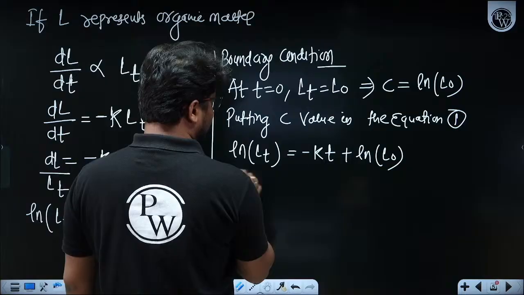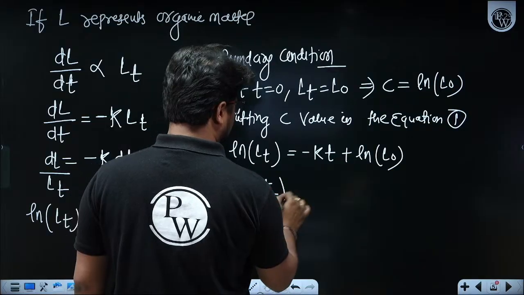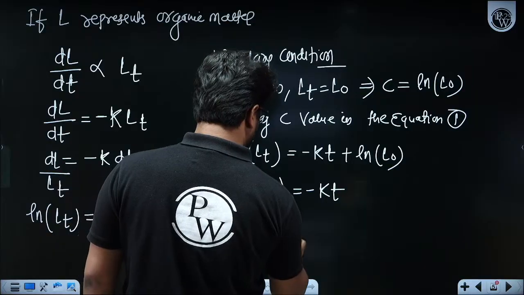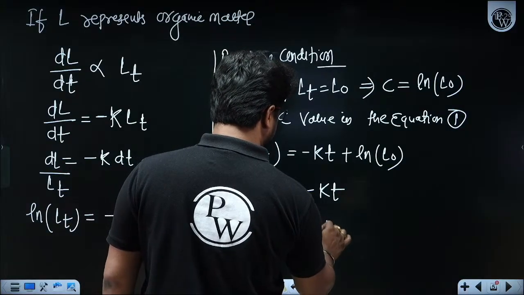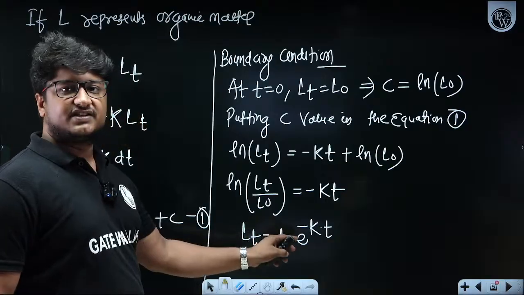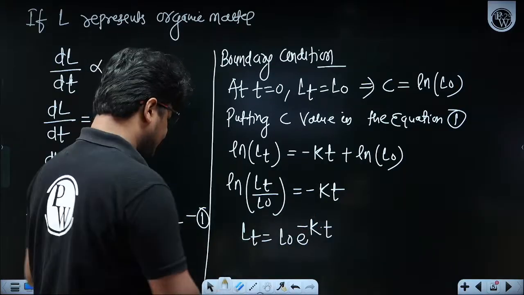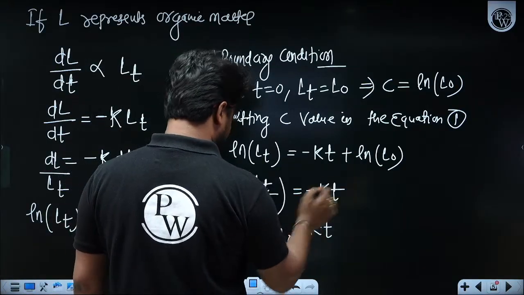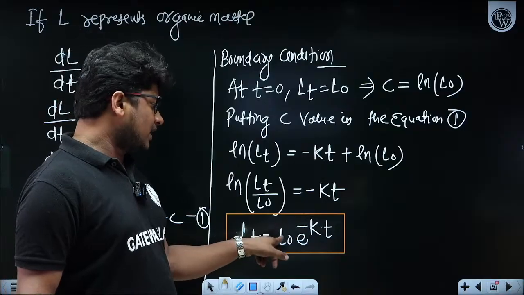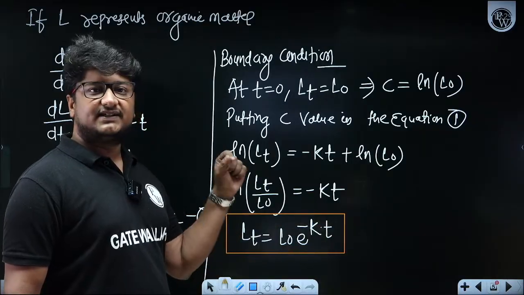If you keep it on this side, it will become ln Lt upon L0 equals minus Kt. So I can write Lt is equal to L0 e to the power minus Kt. I can directly give you this equation also, because you know that in exponential decay, this equation is something we use many times. This equation is important for us because it gives you a relation between the organic matter remaining after time t, the organic matter at time 0, K the rate of reaction, and t the time.